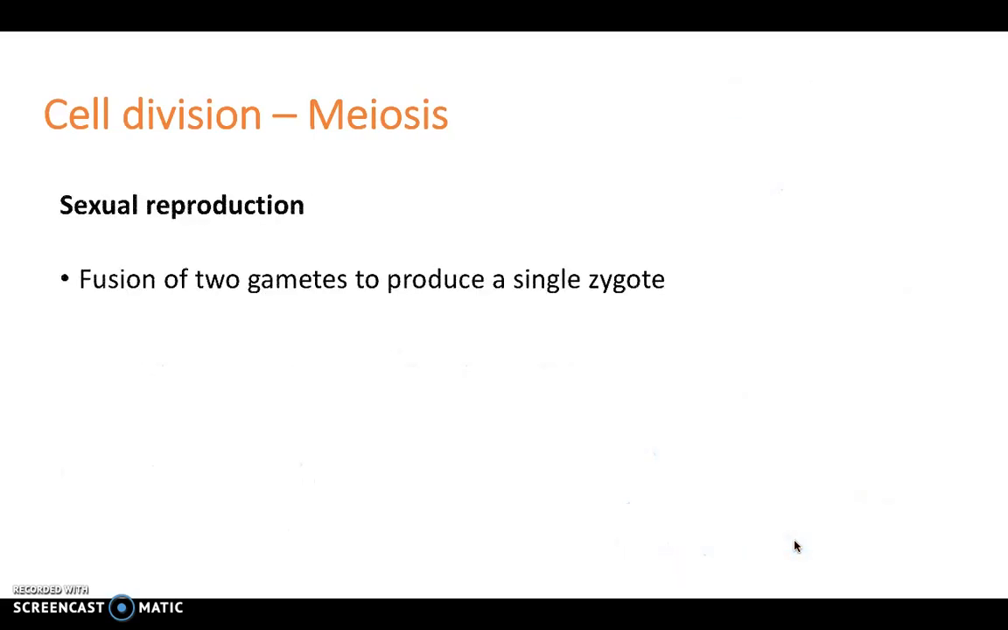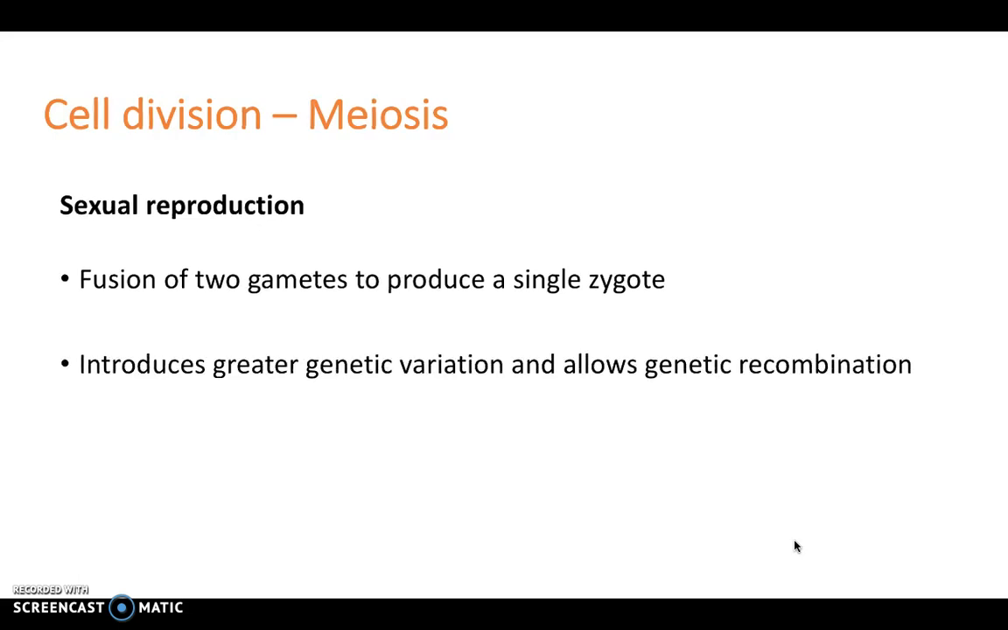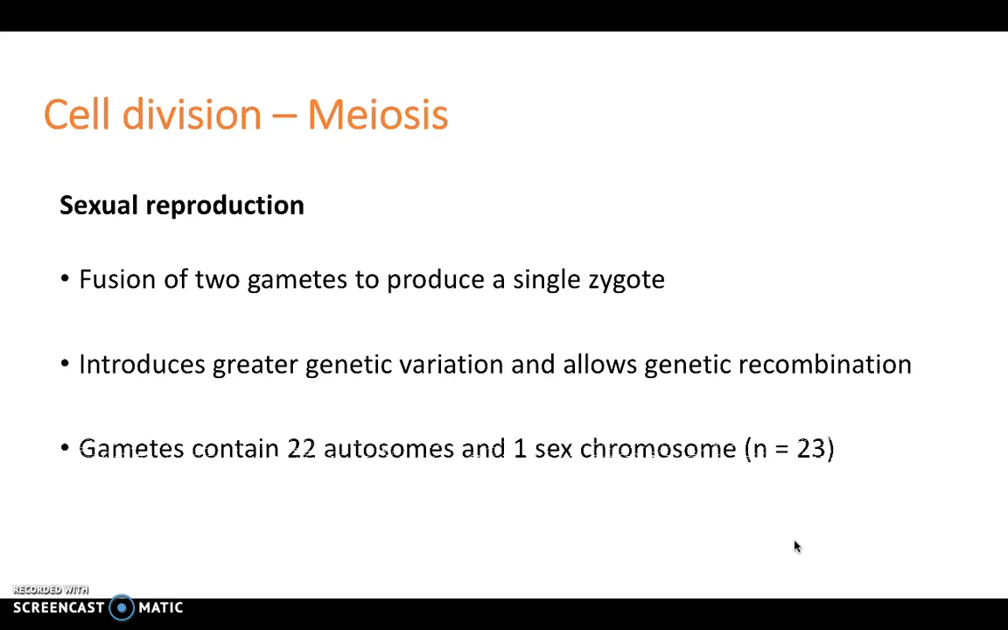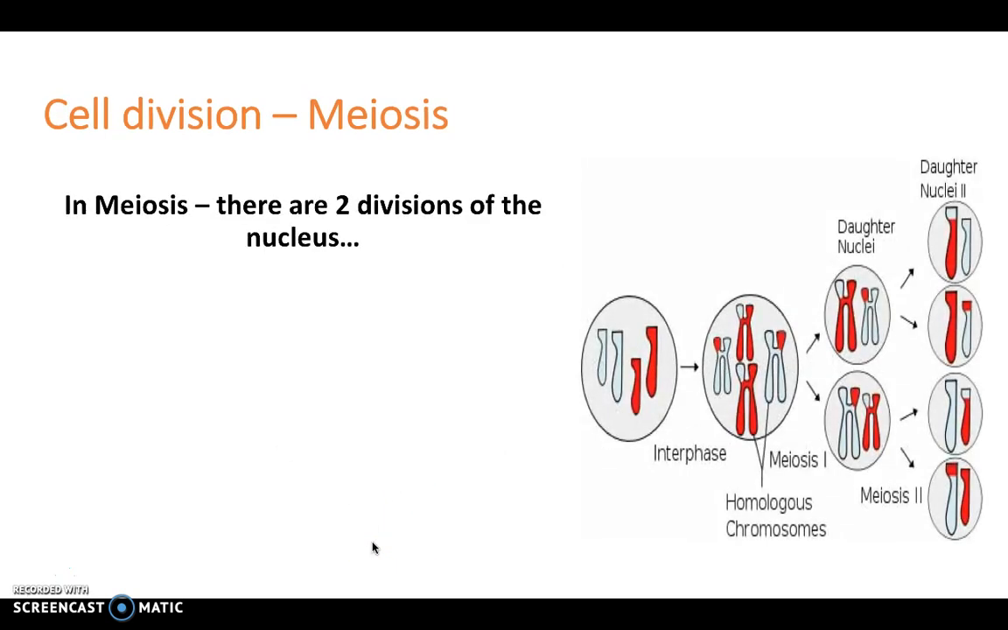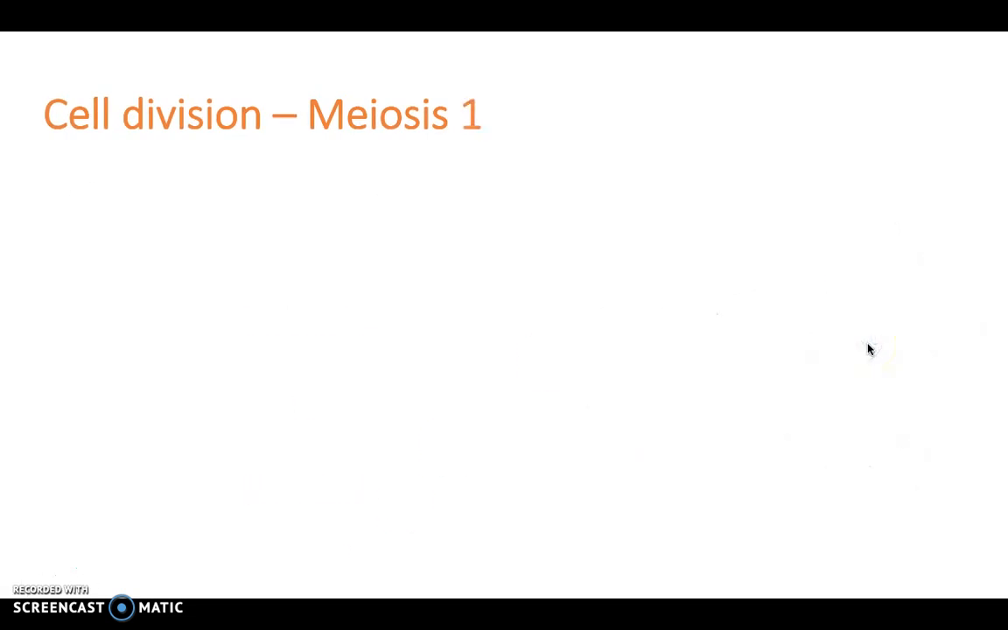Sexual reproduction uses meiosis, and it's the fusion of 2 gametes to produce a single zygote. It introduces greater genetic variation and allows genetic recombination. What we mean by that is we produce offspring that look different. We don't all produce offspring that look the same, and if we have more than one child, they will look different. Fertilization essentially is the combination of 2 haploid gametes, so 23 plus 23 to equal the normal diploid number of 46. In meiosis there are 2 divisions of the nucleus, meiosis 1 and meiosis 2.